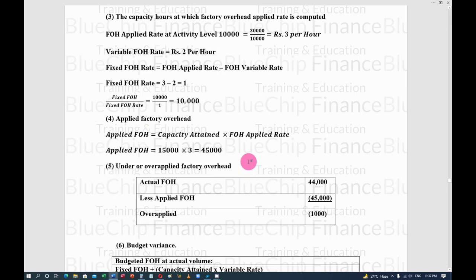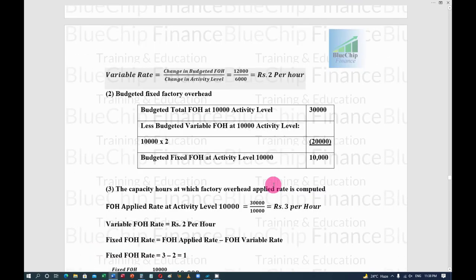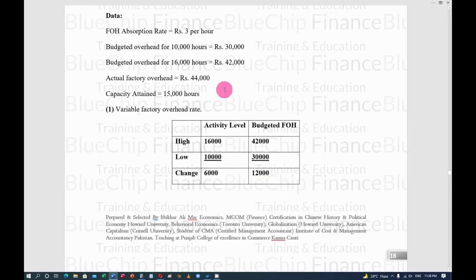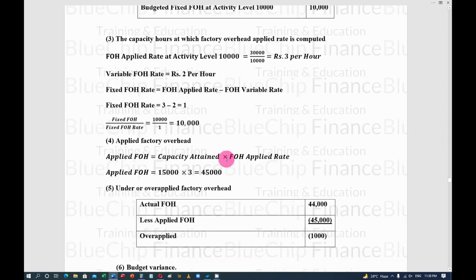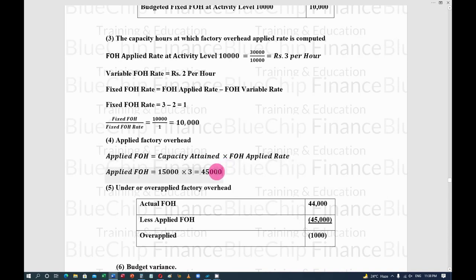So applied FOH is 45,000. The next requirement is to analyze whether it is under or over applied factory overhead, which is equal to actual FOH minus applied FOH. Actual FOH, given in the question, is 44,000 and applied FOH we just calculated is 45,000. So 44,000 minus 45,000 is minus 1,000, which is over applied.